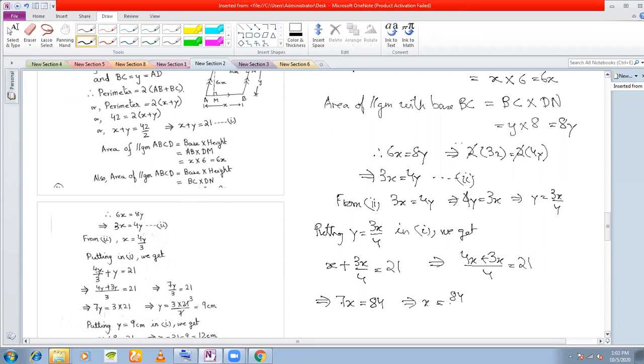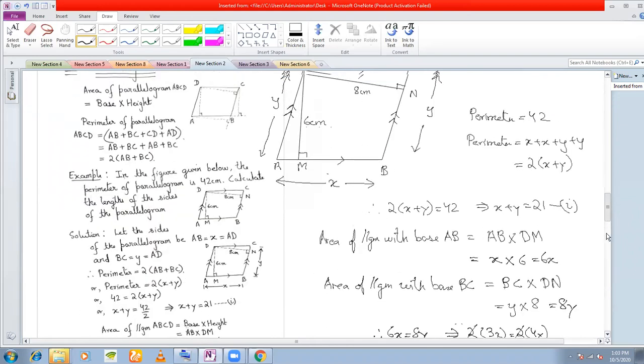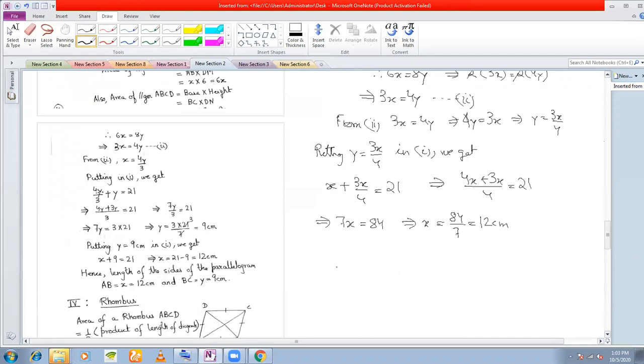X is 84 by 7, 12. So you get the value of X as 12 centimeters. The unit given here, yes, perimeter is given in centimeters. So X is 12 centimeters, and therefore from 1, again you use 1 to get the value of Y. X plus Y is equal to 21. That means put the value of X, 12 plus Y. That means Y you get 21 minus 12, which is 9 centimeters.